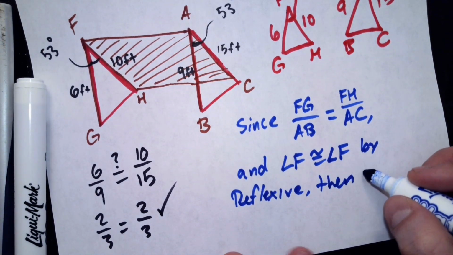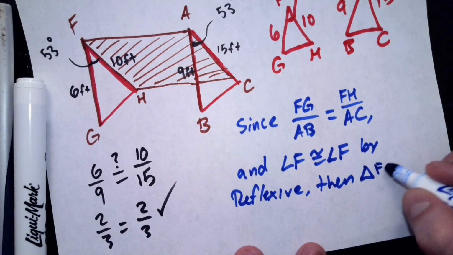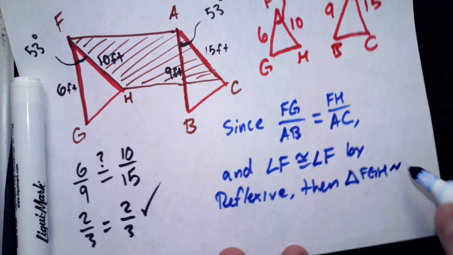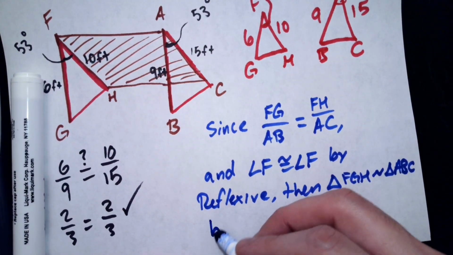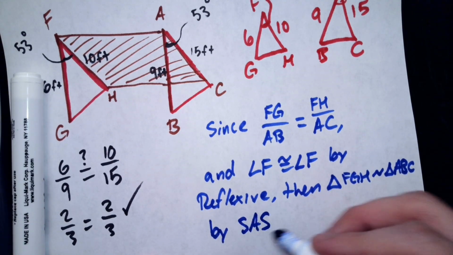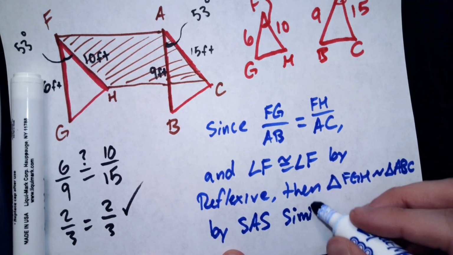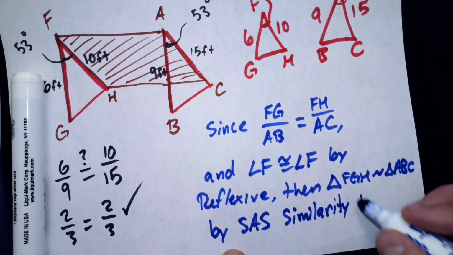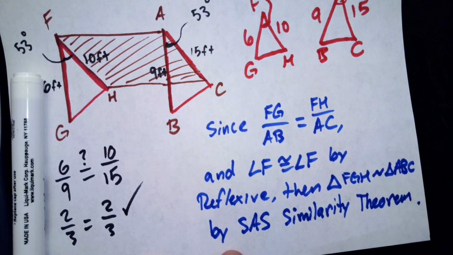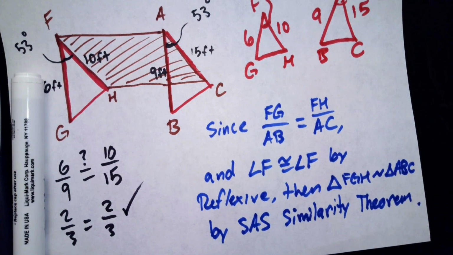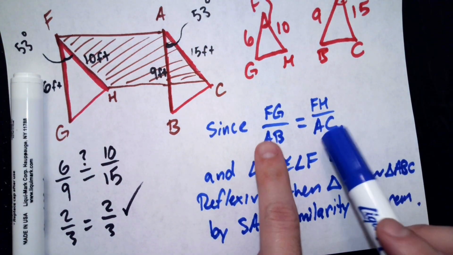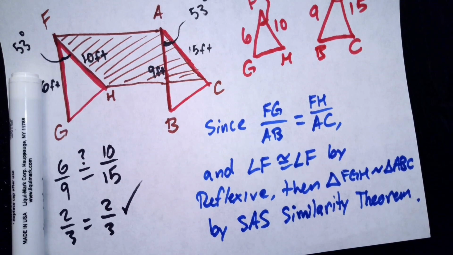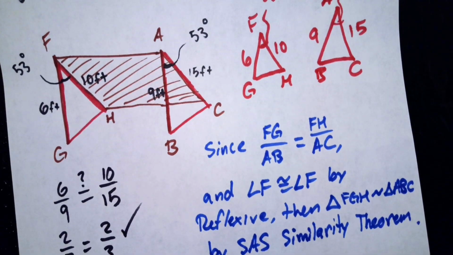then triangle FGH is similar to triangle ABC by SAS similarity theorem. So there it is, how to apply the SAS similarity theorem. We need two pairs of sides to be in proportion like we see here. And we need one angle in between them. If we can find those 3 things, we can prove that the triangles are similar.